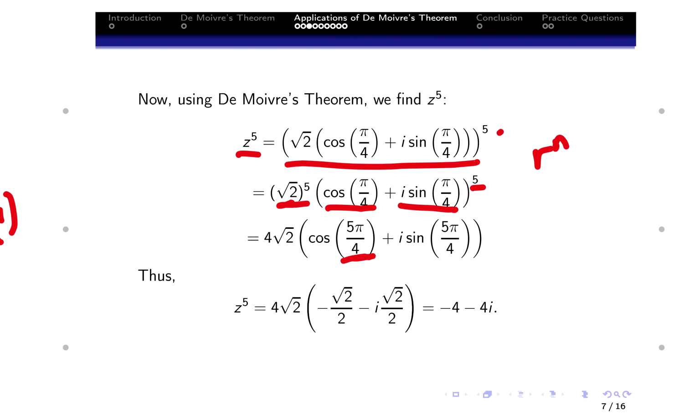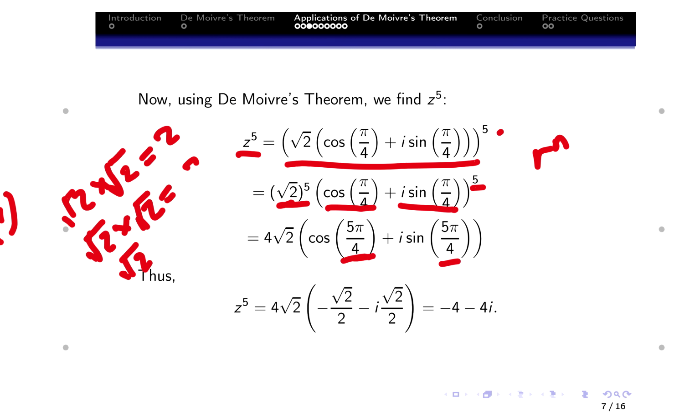Root 2 raised to power 5 means you have root 2 times root 2, 2, 3, 4, and 5 like this. So root 2 times root 2 is 2. Root 2 times root 2 is also 2. And this is root 2. So 2 times 2 is 4, 4 times root 2. That's why root 2 raised to power 5 is 4 root 2. And then the angles are cos 5 pi over 4, sine 5 pi over 4.